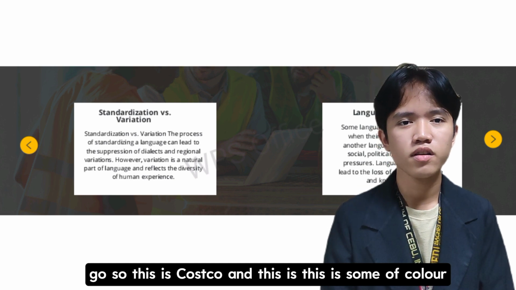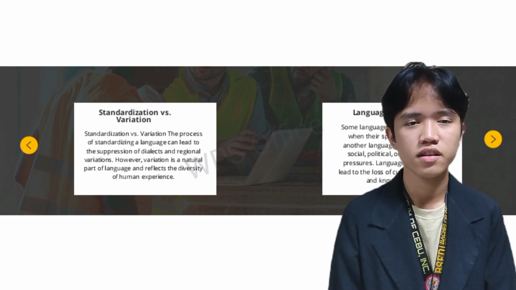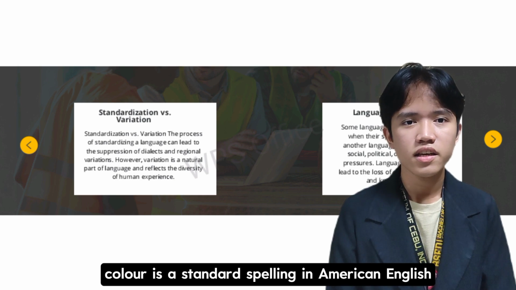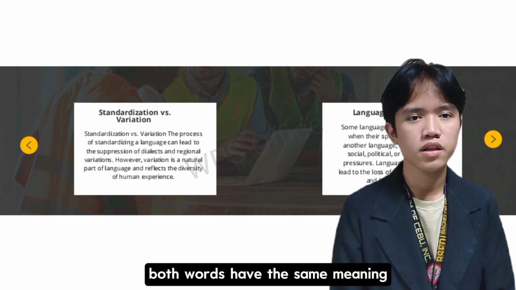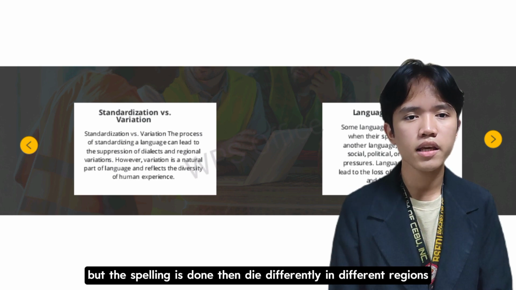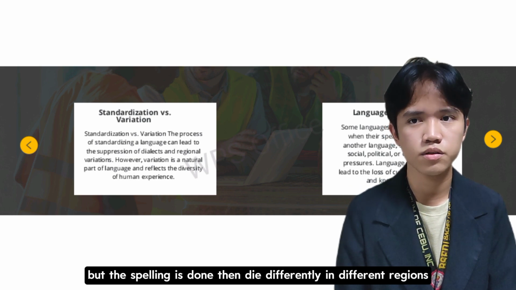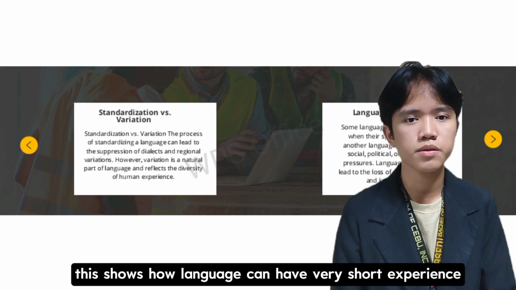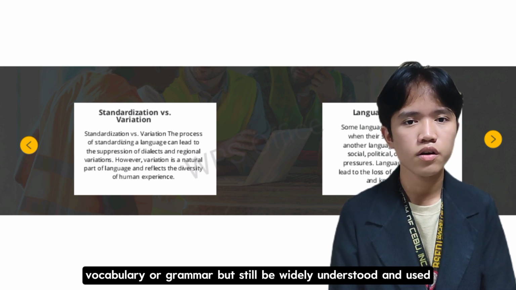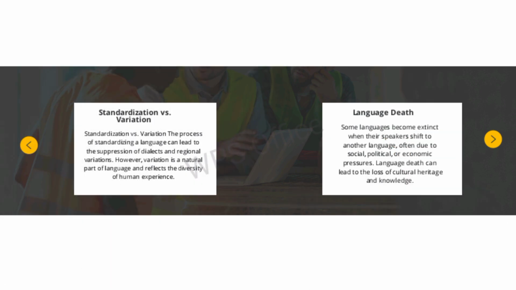In this example, color is the standard spelling in British English. Color is the standard spelling in American English. Both words have the same meaning, but the spelling is standardized differently in different languages. This shows how language can have variations in spellings, vocabulary, or grammar, but still be widely understood and used.